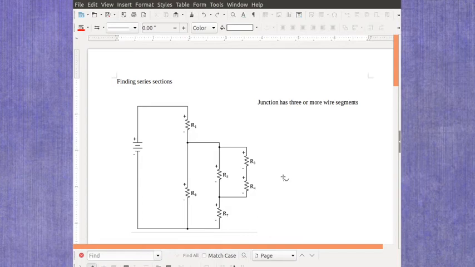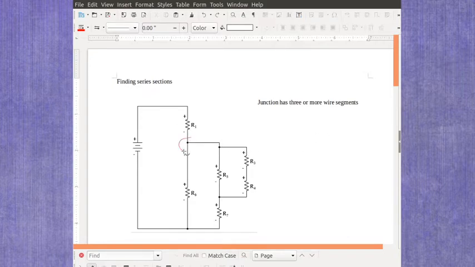In this video, we're going to look at finding series sections in a combination resistor circuit, meaning that there's both parallel and series sections in the circuit. One of the keys to making sure that you've got a series section is by looking at the junctions. And here I just have typed out that a junction has three or more wire segments.